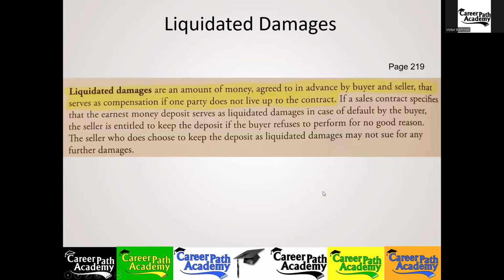We already have this highlighted right on page 219, the liquidated damages agreement.